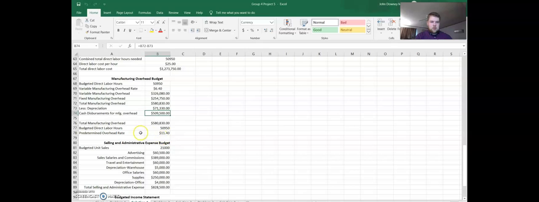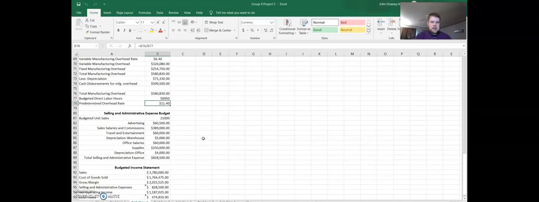So now we have to figure our predetermined overhead rate, which will simply be our total manufacturing overhead that we found up above, divided by our budgeted direct labor hours that we found in our direct labor budget to give us our predetermined overhead rate of $11.40.